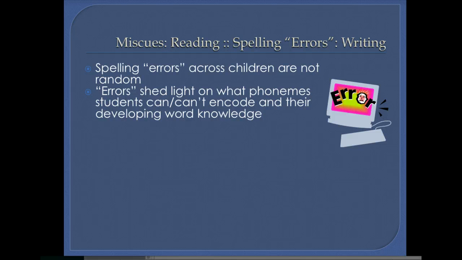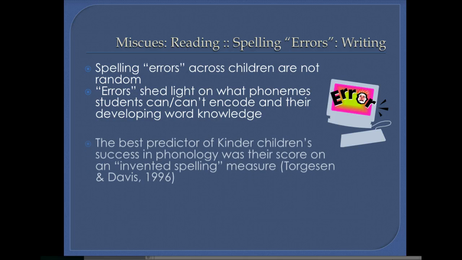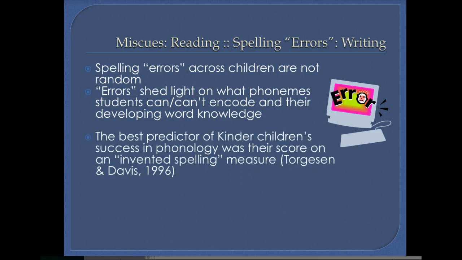Okay, so errors can shed light on what phonemes students can or can't encode and their developing word knowledge. The best predictor of kindergarten children's success in phonology was their score on an invented spelling measure. Those of you who aren't familiar with invented spelling, it is when a child is maybe experimenting with the alphabetic principle. As they start to acquire more patterns of language, and as their linguistic knowledge grows, you will see that reflected in their spelling ability.